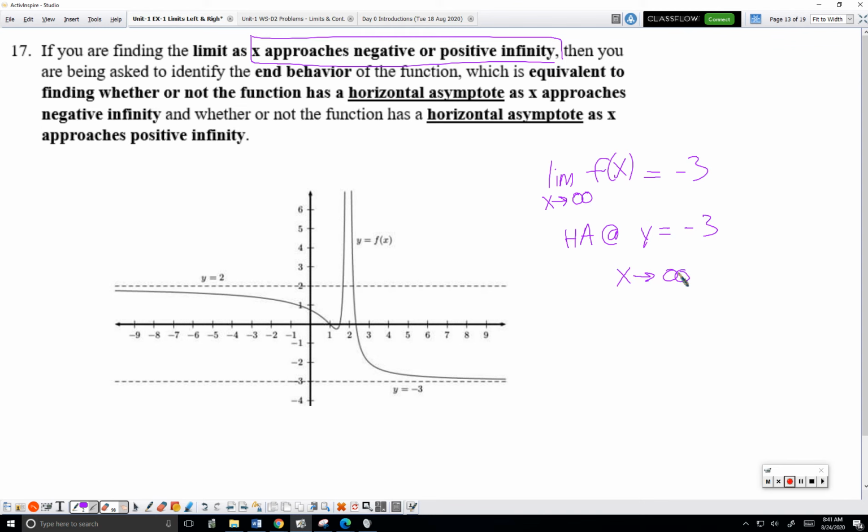You have to be a little careful because when x approaches negative infinity, something else happens. The limit as x approaches negative infinity for this function f is going to get really, really close to 2. So that means as x approaches negative infinity, I have a horizontal asymptote of y equal 2.